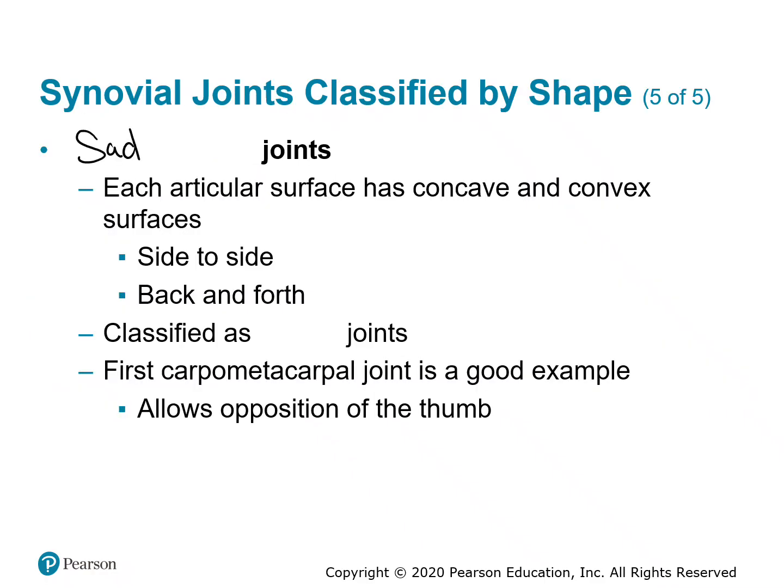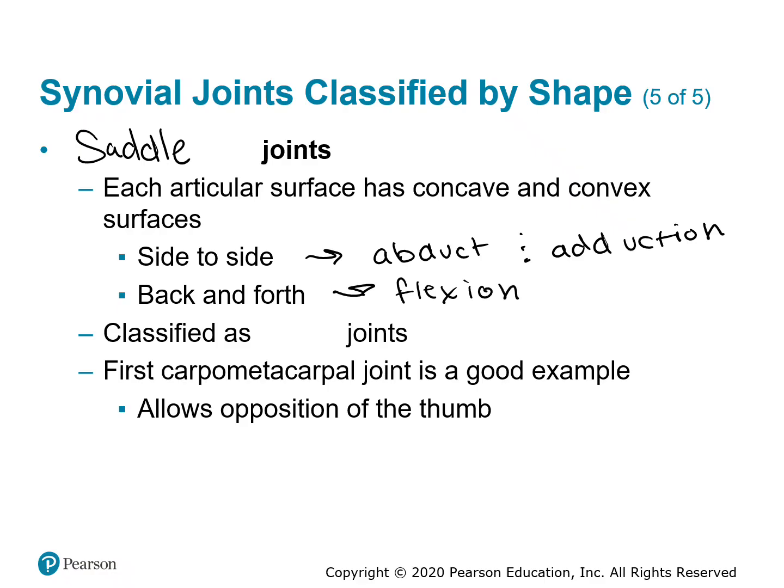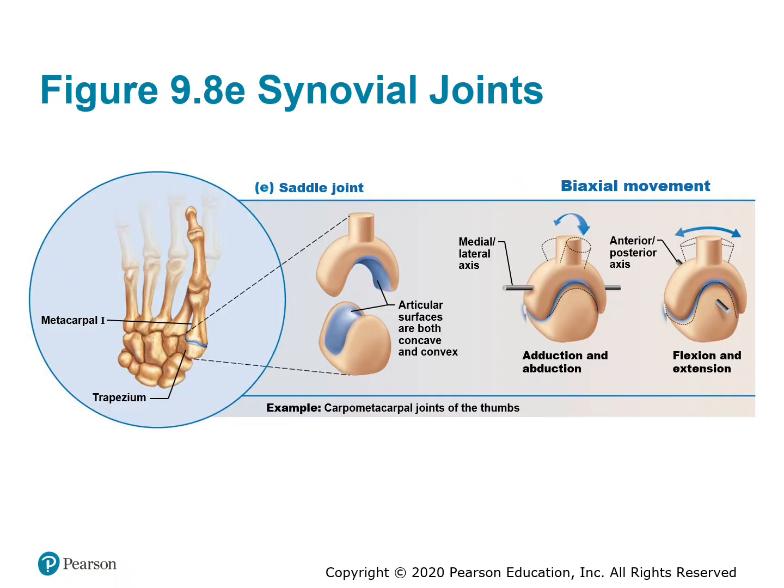Next is saddle joints. Saddle joints have a concave and a convex surface. The side to side is abduction and adduction. The back and forth is flexion and extension. Because I can move on two axes, this is going to be a biaxial joint. And your thumb is a great example of a saddle joint. Front and back, side to side, all kinds of stuff. Looks like a saddle.